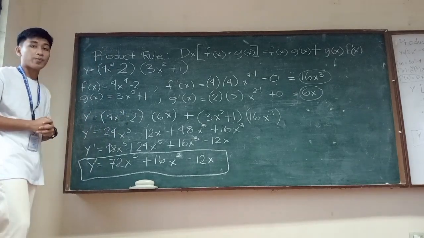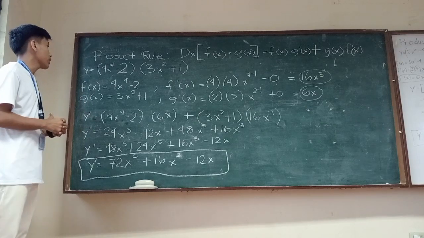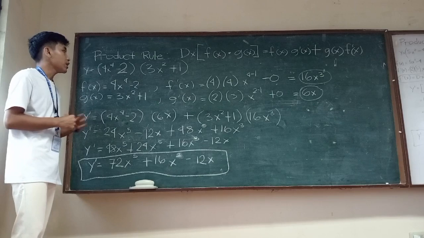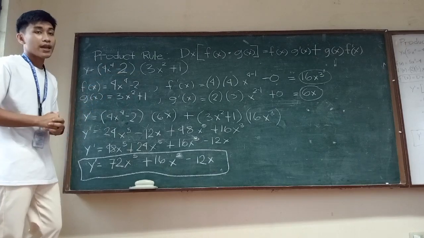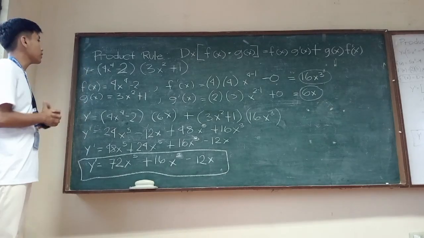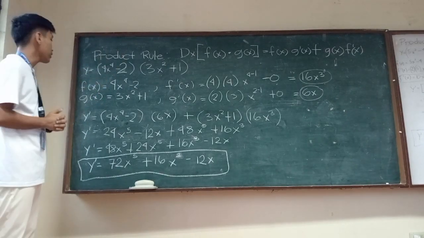So we have here our problem. Our problem here is y is equal to the quantity x raised to the power of 4 minus 2, times the quantity 3x squared plus 1. In order to find the derivative of this problem, we need to follow that formula.